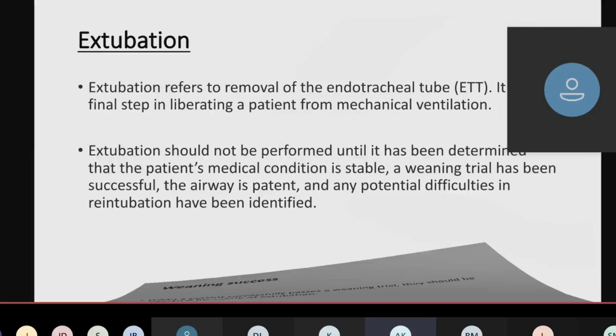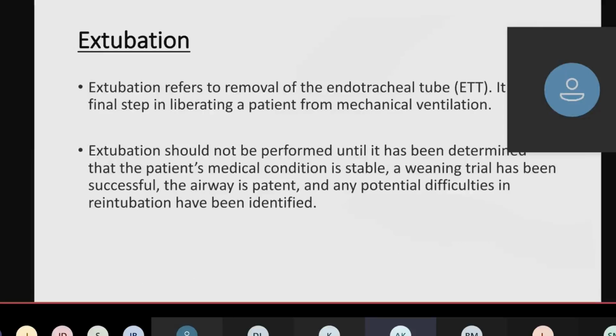So extubation is nothing but the removal of the endotracheal tube, and this is the final step. It should not be performed until it has been determined that the patient's medical condition is stable, a weaning trial has been successful, and the patency of the airway and any potential difficulties in reintubation have been identified.